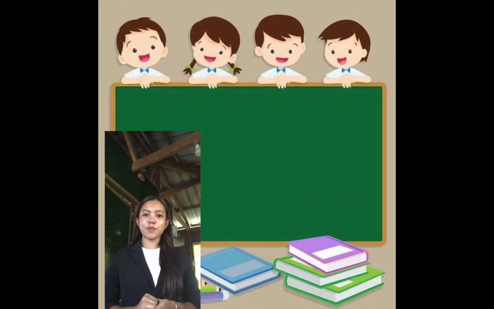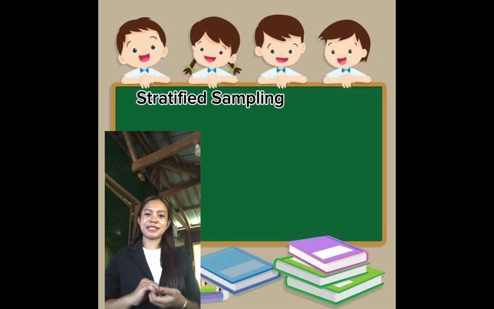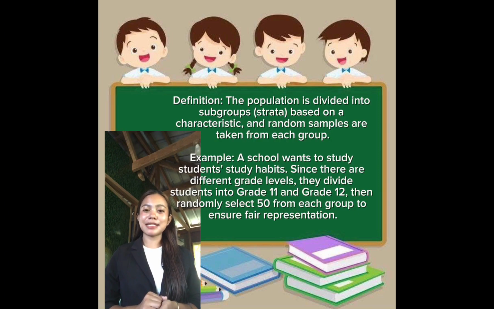So the second type of probability sampling is stratified sampling. So what is stratified sampling? Stratified sampling is when the population is divided into subgroups, or what we call strata, based on a characteristic, and a random sample is taken from each group. The example of stratified sampling is a school wants to study students' study habits. Since there are different grade levels, they divide students into grade 11 and grade 12. Then they randomly select 50 from each group to ensure fair representation.